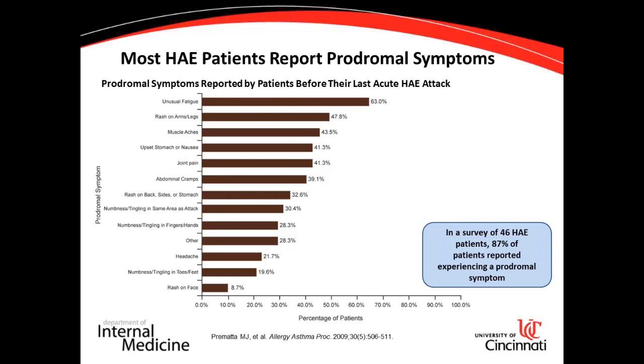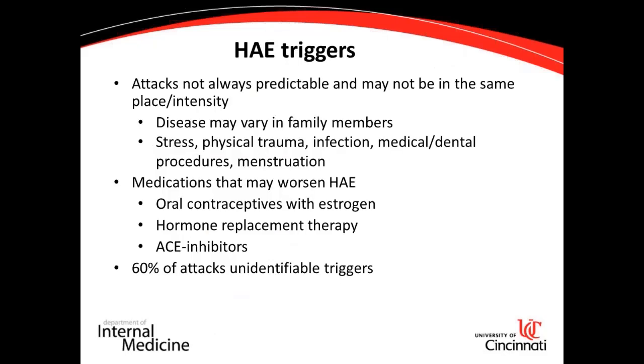Many patients, I would say most patients, have prodrome symptoms, and these are just listing the different types of prodromes. They can have unusual fatigue. You mentioned the rash. They have muscle aches. They have nausea, joint pain, cramping, and so forth. So in one survey of 46 HAE patients, 87% of patients reported a prodromal symptom, but this will vary between patient populations.